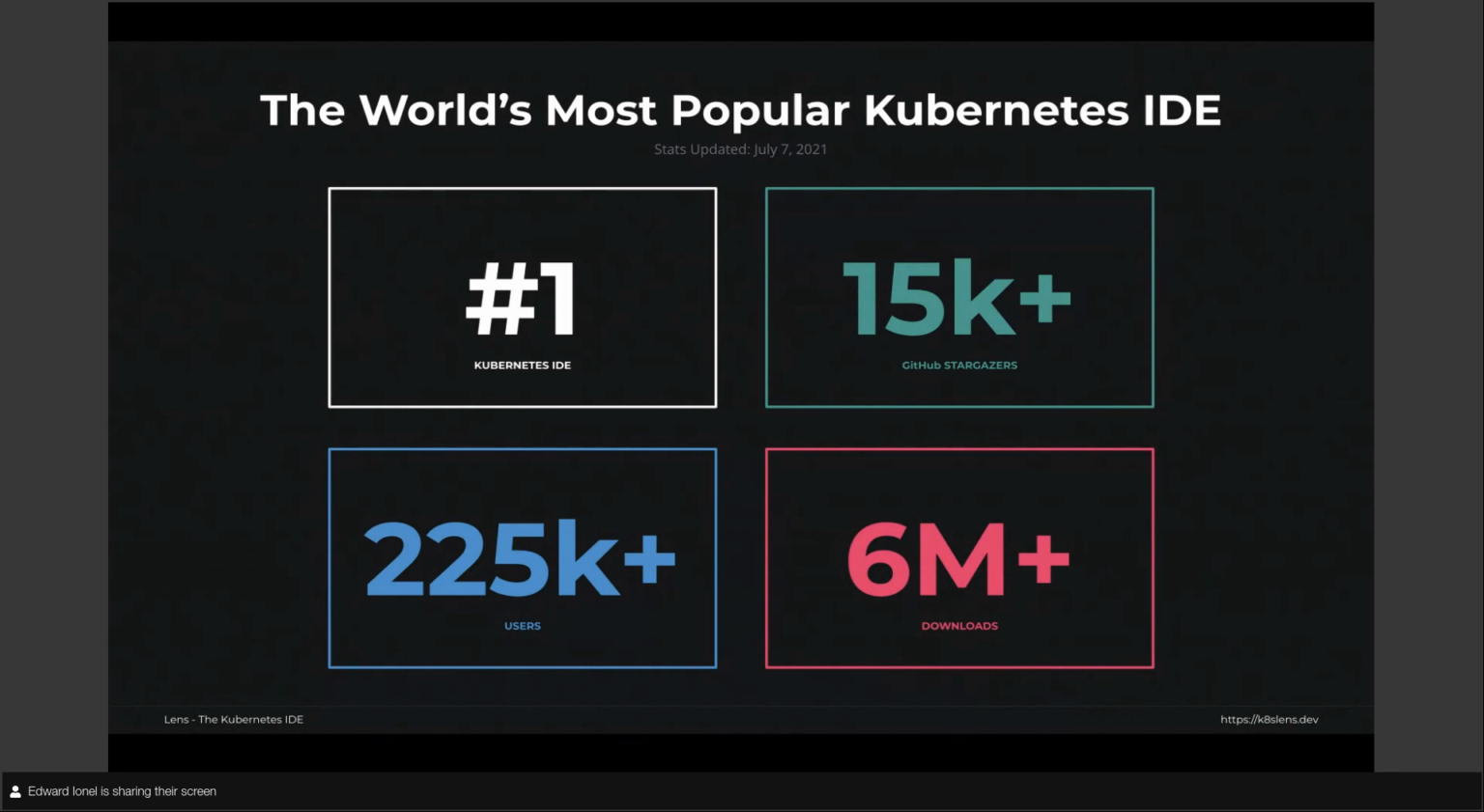So Lens is the self-proclaimed world's most popular Kubernetes IDE. And we have some stats to back that claim up. We have over 15,000 GitHub Stargazers, 225,000 users with over 6 million downloads. I do want to mention that Lens became an open source project back in March of 2020, and we've seen quite a bit of growth, and we really just want to thank the cloud native community and the ecosystem for this growth. We couldn't be here where we are today without each and every single one of the individuals within the cloud native ecosystem. So thank you all so much for leveraging Lens for your Kubernetes needs and helping the product and open source technology grow.